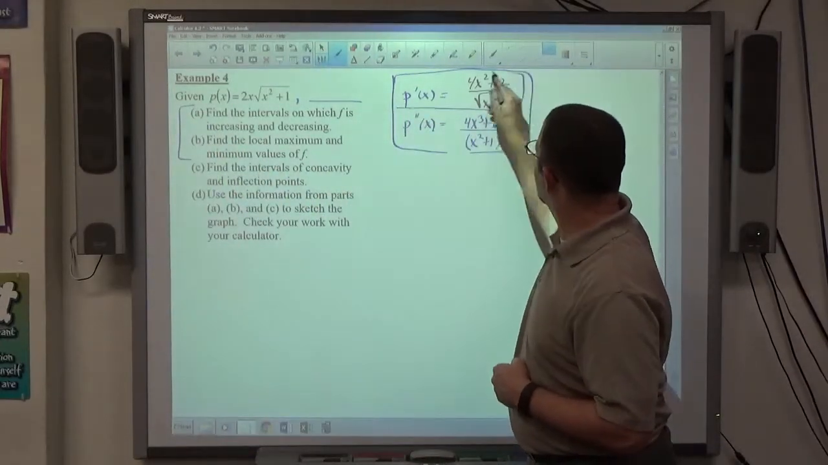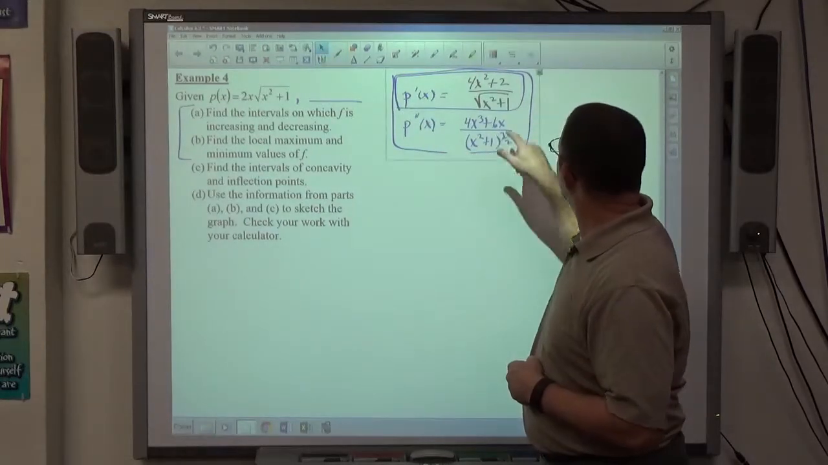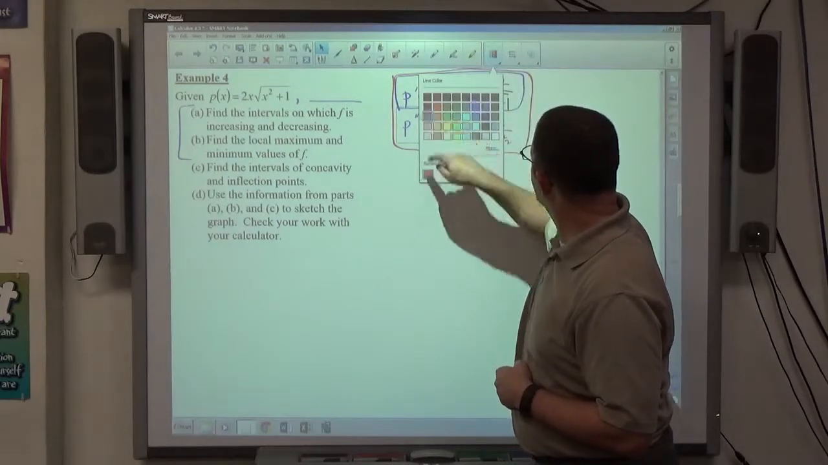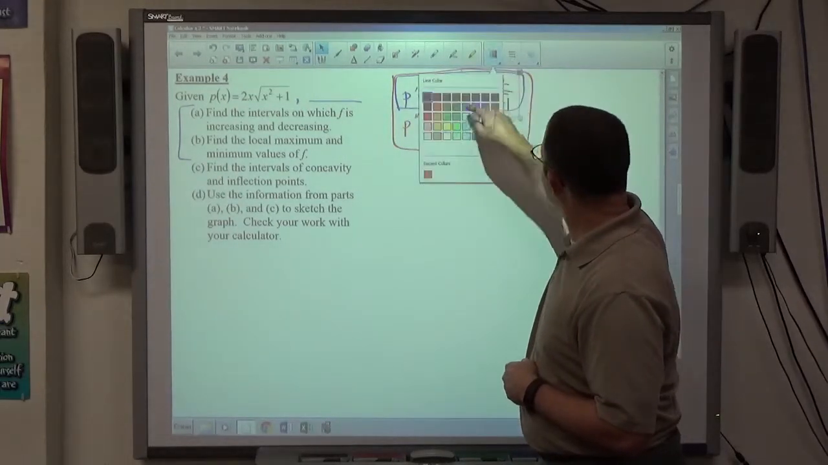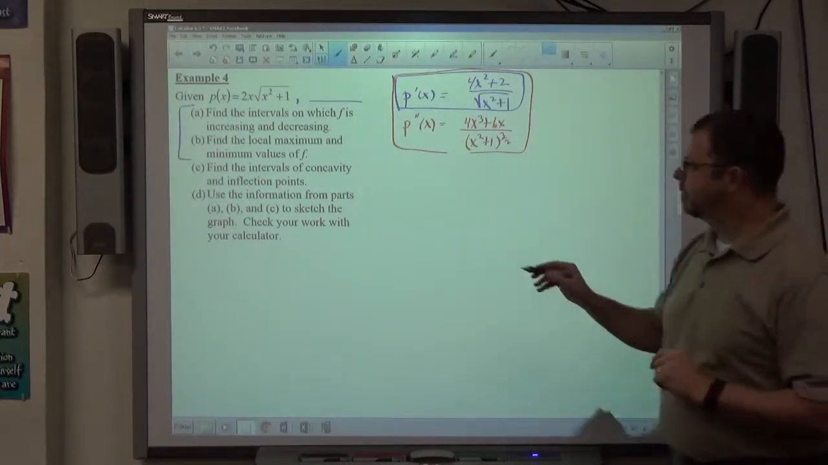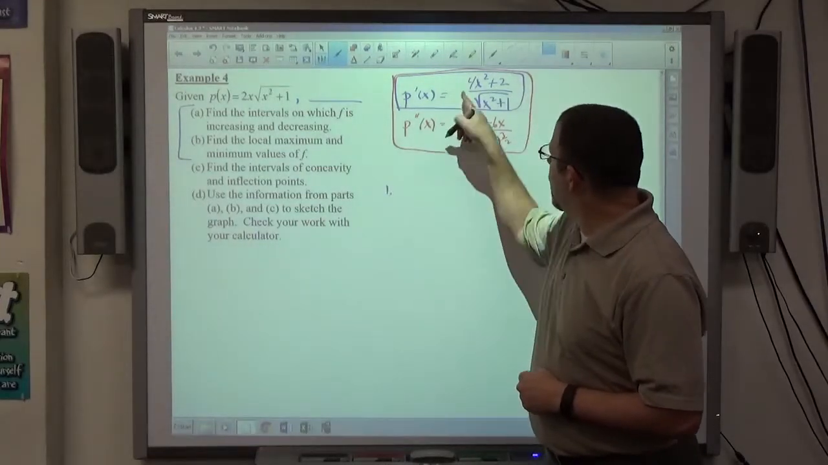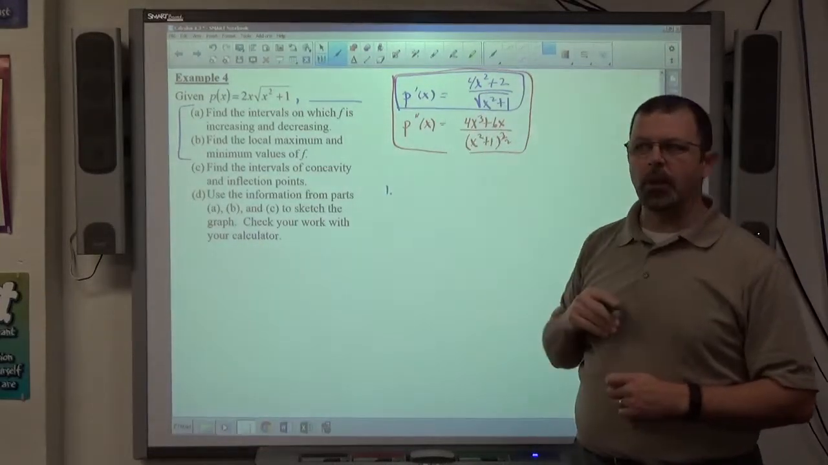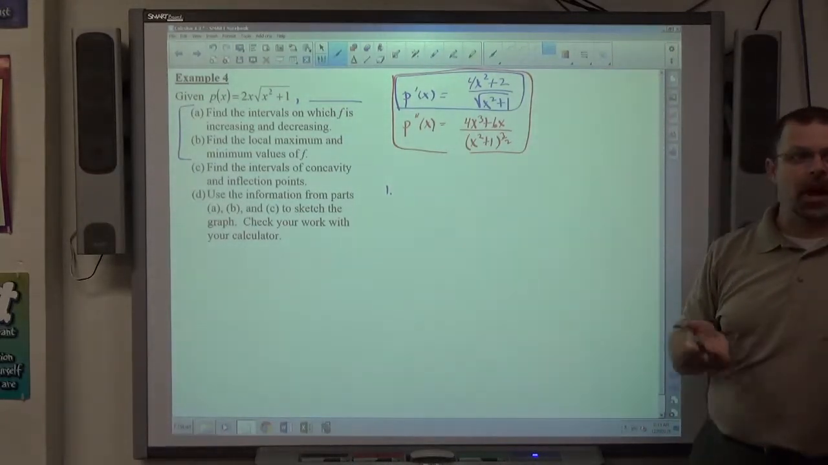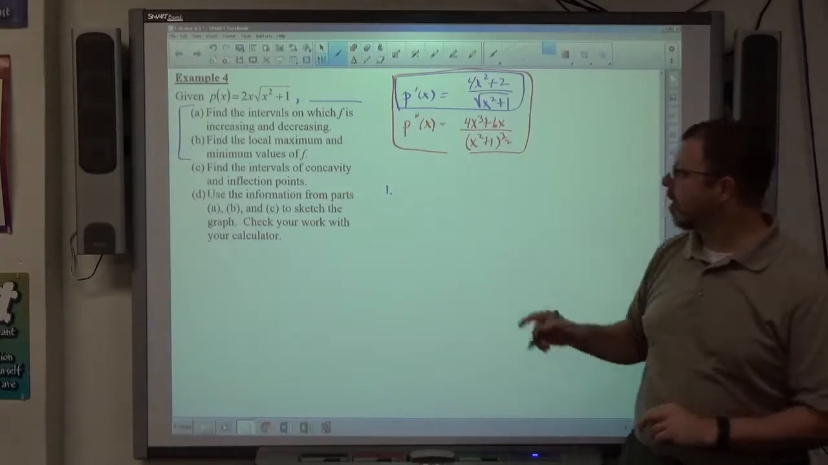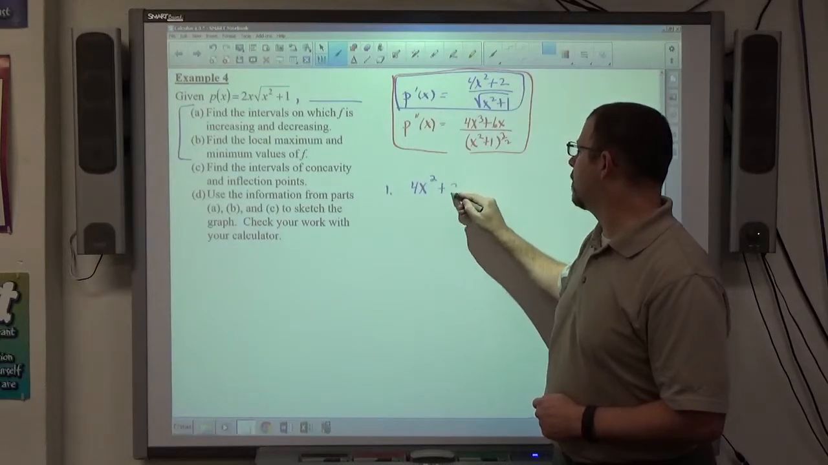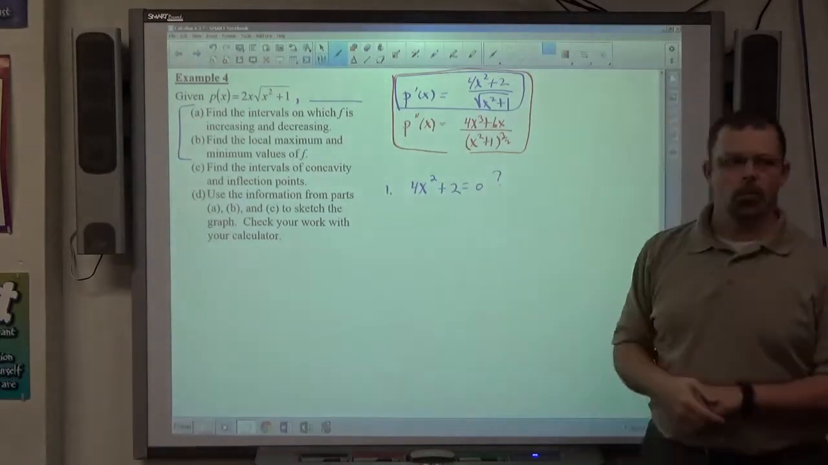I'm going to consider this here. First derivative. Criteria 1. When you want to find out when a rational function, that means a fraction, equals 0, the top equals 0. So for criteria 1, I want this fraction equals 0. I simply ask myself, does 4x squared plus 2 equal 0? Where does that happen?